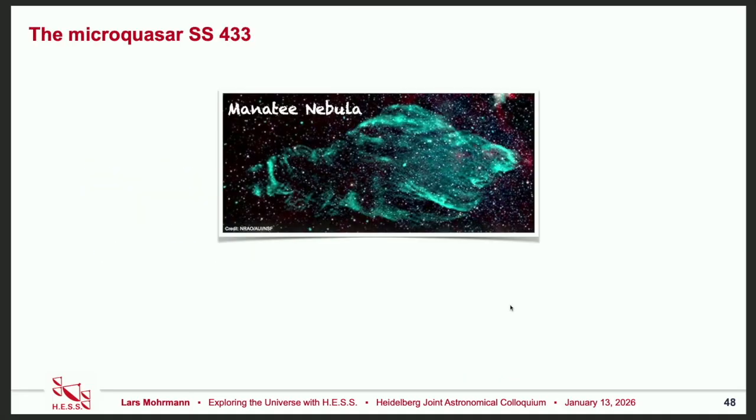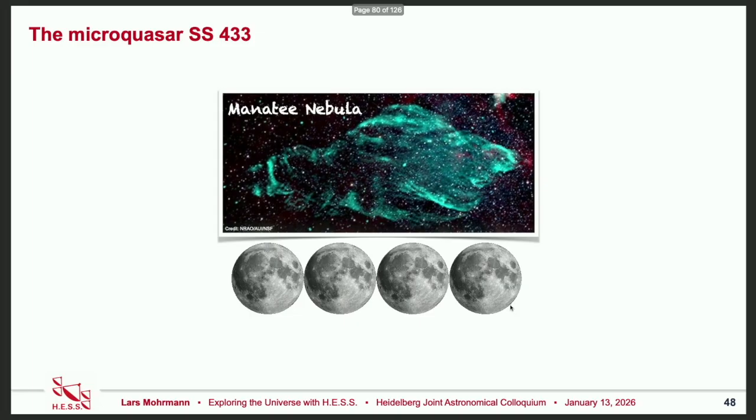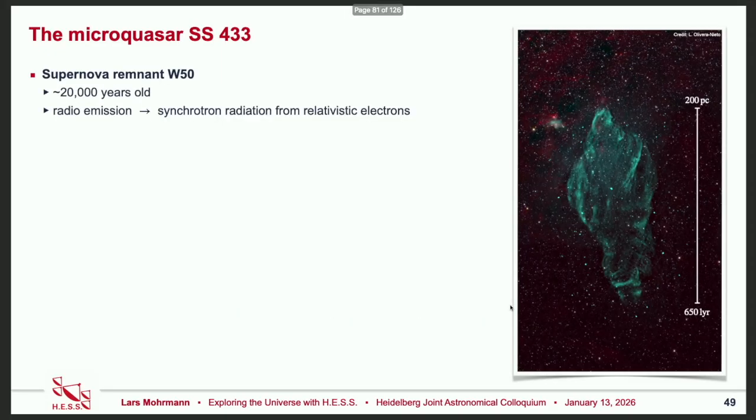Okay, so the object we're looking at is this one. This is the so-called Manatee Nebula, and it's called that because it looks like the big sea animal. It's pretty big on the sky, about 4 full moons wide. Now, what is this? This is the same image, just tilted. And this is the leftover of a supernova remnant, which is maybe about 20,000 years old. And the blue stuff you see here is radio emission, so it's not actually visible to the naked eye. And this is synchrotron radiation from relativistic electrons.